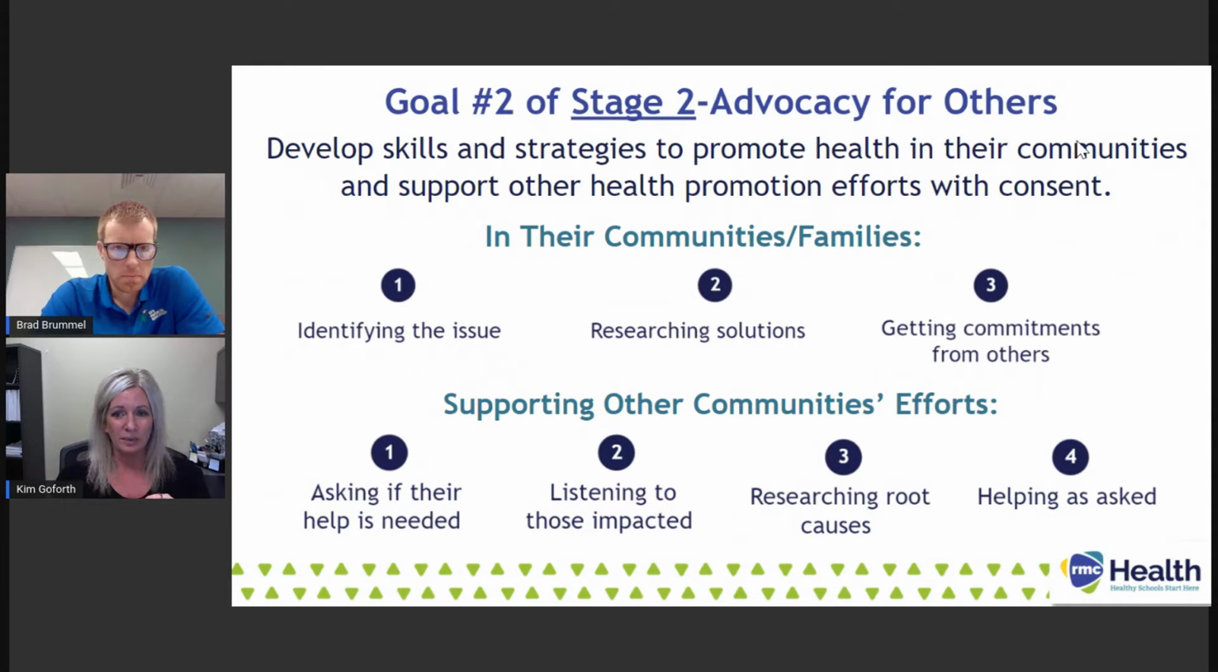Stage 2, talking about advocacy for others. And these skills are developed to promote health in the community or maybe a family. So we could say community means friends, family, to support other health efforts that are around. The big one there, with consent. So we will talk about that here in just a minute, but helping students find these skills and strategies to help get the word out and to help them act on some things in their community, friends and family, but with consent.